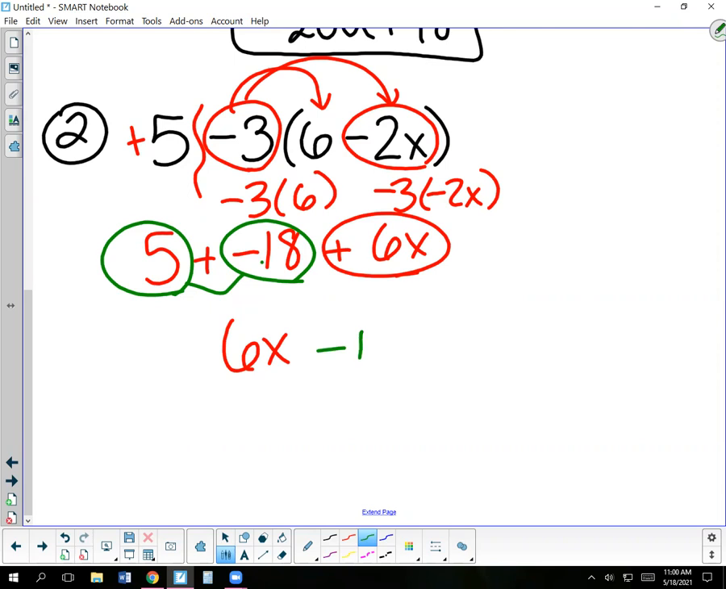By how many? So you can write it like that, or you could put a little plus sign in between if you want, or you could have it flipped around. Again, I don't care as long as the 13 is negative and the 6x is positive.